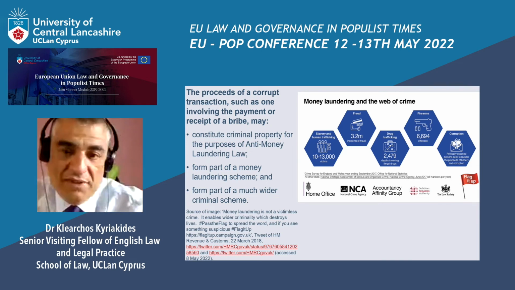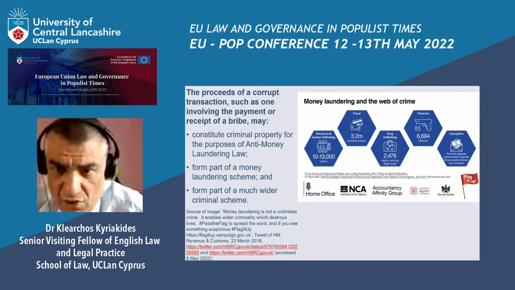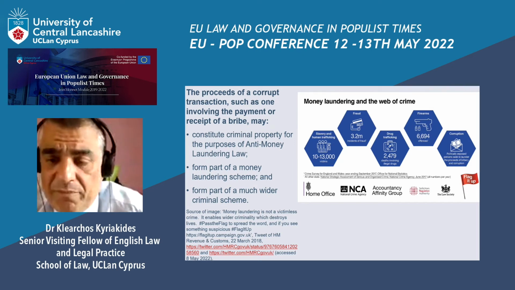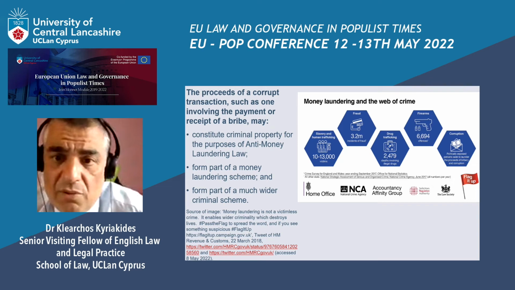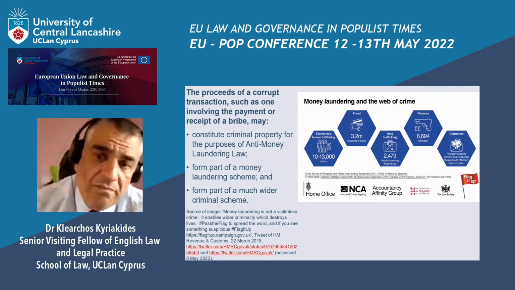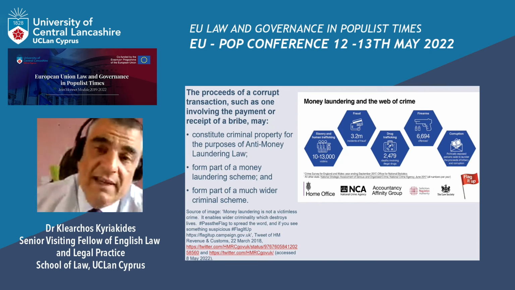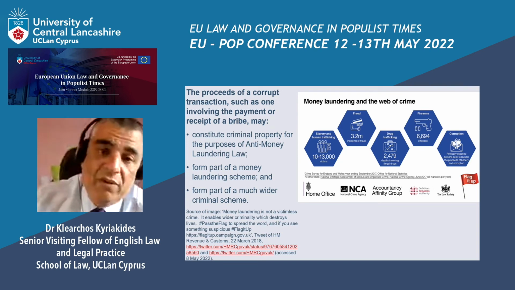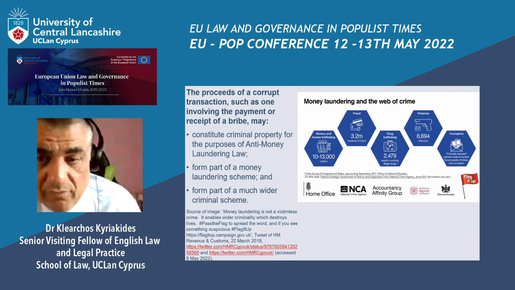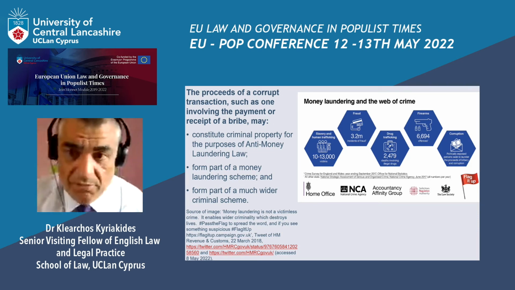And what this image that the Home Office and a number of other bodies have issued tries to do is show that corruption through, for example, bribery, can form part of what it calls the web of crime. I'll just give you a very simple example of what this image means in practice.